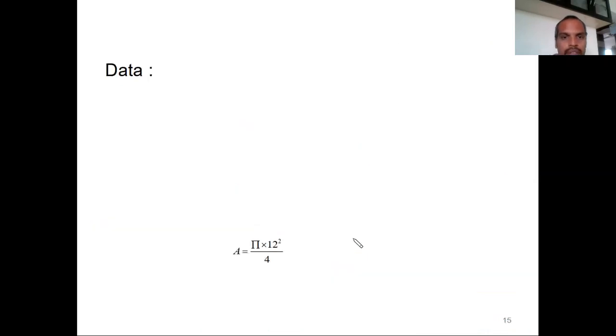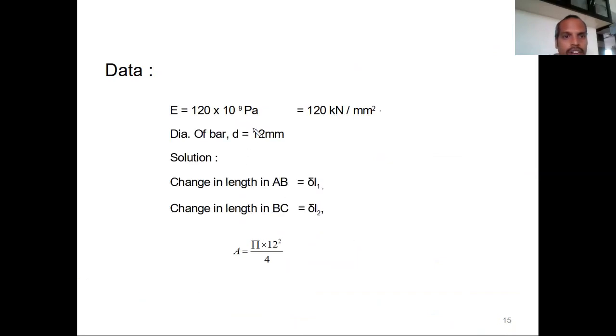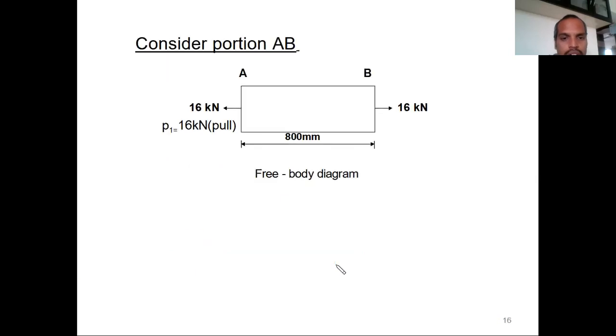Now let us see the solution. Young's modulus is equal to 120 into 10 to the power of 9 Pascal, that is 120 kilonewton per mm square. The diameter of the bar is D equal to 12 mm. The changes in length are delta L1 for AB, delta L2 for BC, and delta L3 for CD. The section is uniform, so the area is the same throughout the section, as given. So the area of the bar is A equal to pi by 4 d square.